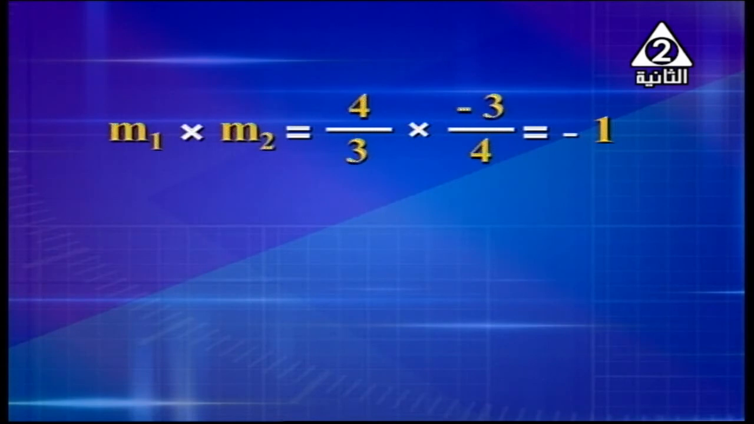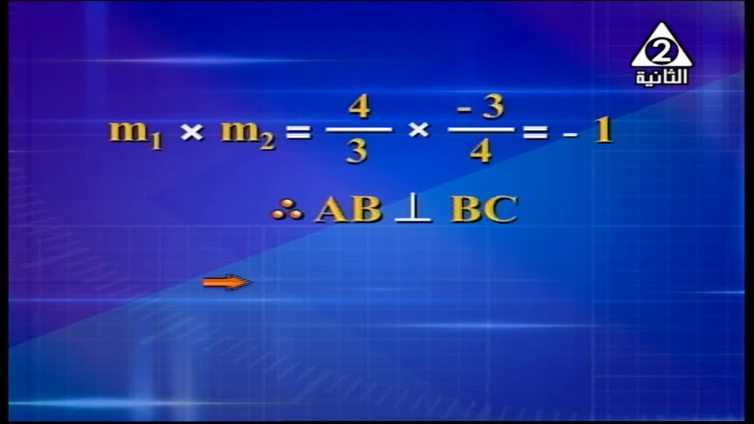Since the product of the slopes equals -1, then we can say that these two straight lines are perpendicular. So we can say that AB is perpendicular to BC. And in this case, we can say that the measure of angle B equals 90 degrees.